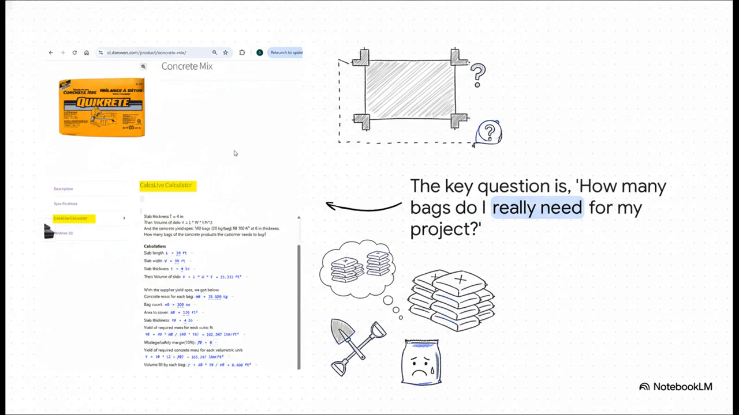And hey, it's not just for fancy appliances. Take a totally different product, like a bag of concrete mix. Here, the customer isn't worried about power. They're worried about quantity. They're trying to figure out how many bags they need for their patio project. And if they get that number wrong, it is a massive headache for them. And you know what? It's a massive headache for you too.